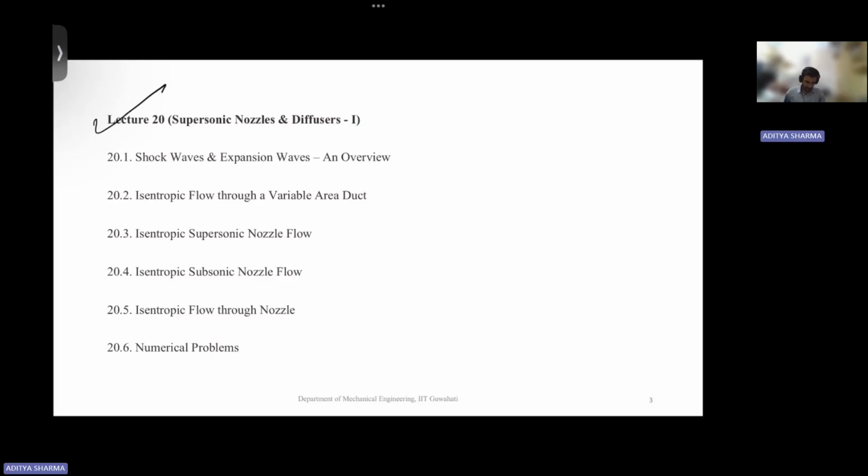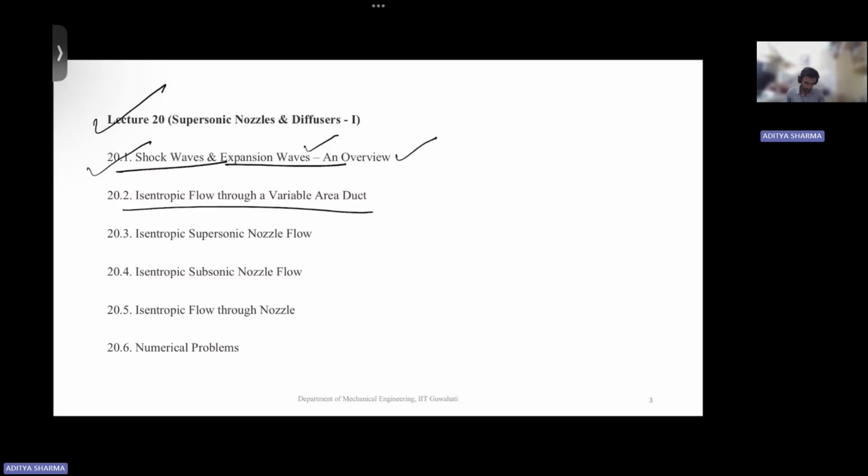So topics in lecture number 20 that have been covered. One is shock waves and expansion waves, which we have discussed in previous lectures. We saw how to model compression waves, how to model expansion waves. Then we saw properties related to normal shock waves, then we studied oblique shock waves, then we moved on to expansion waves. So it's an overview of that.